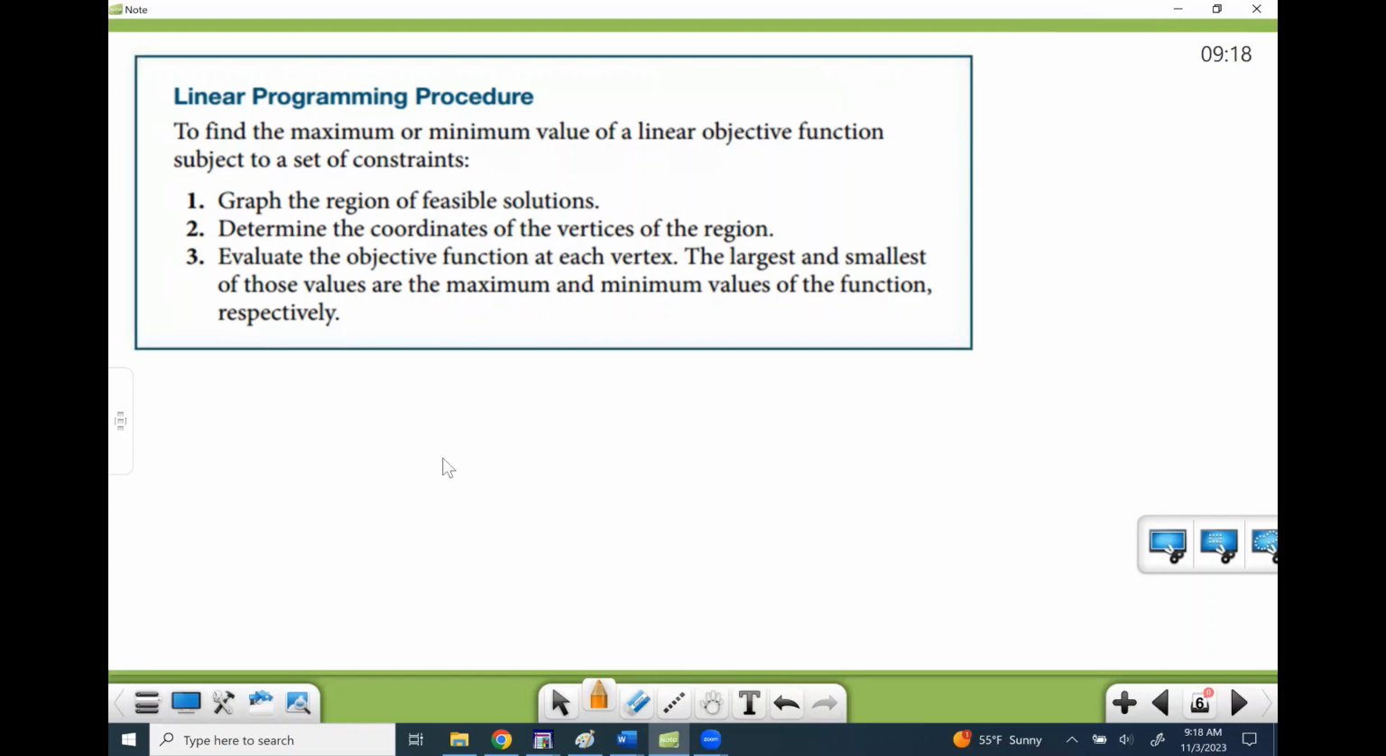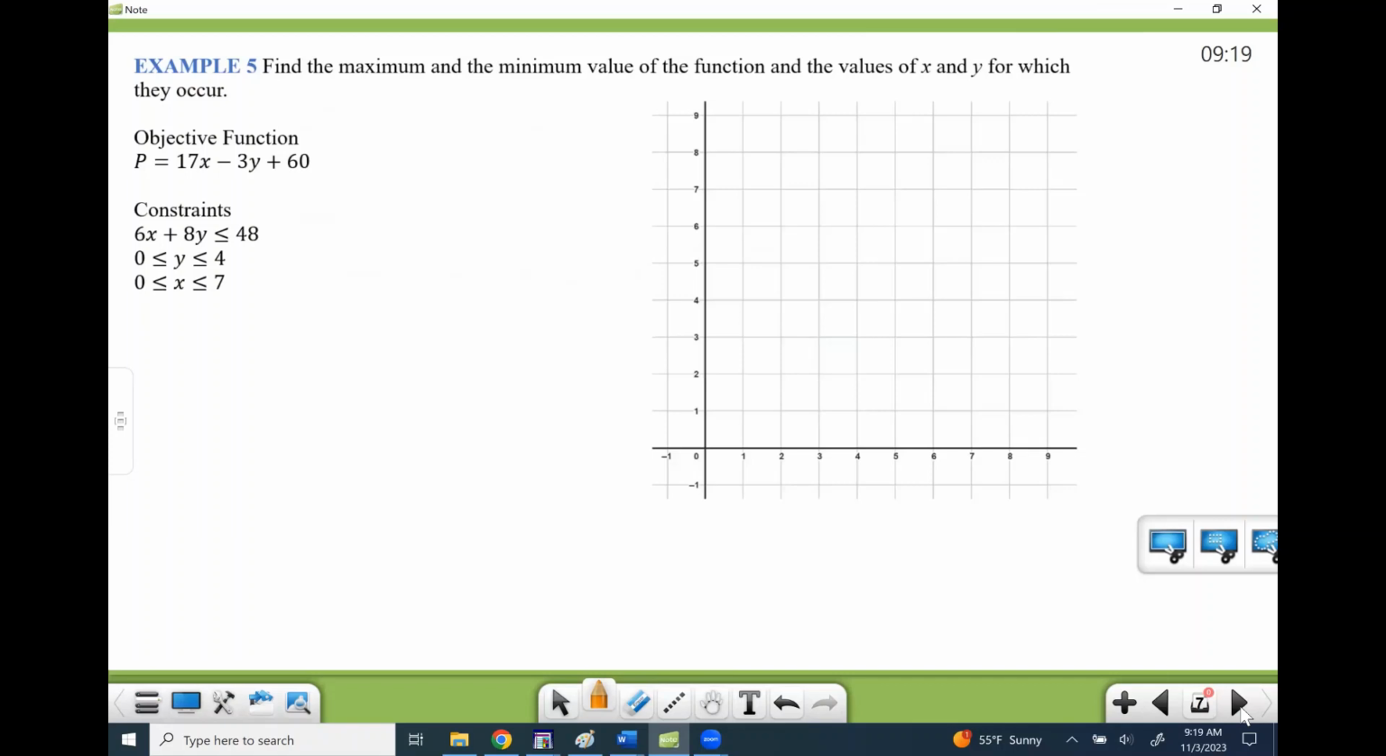So this is leading into a word problem at the end. Sometimes as a business owner or whatever, you might want to maximize something like your profit or minimize something like your expenses, just to give an example for why we're looking for both maxes and mins. So let's take a look at an example that isn't a word problem, and then we'll work our way into one that is. So this one just gives us our objective function and it gives us our constraints. So we're going to graph the constraints.